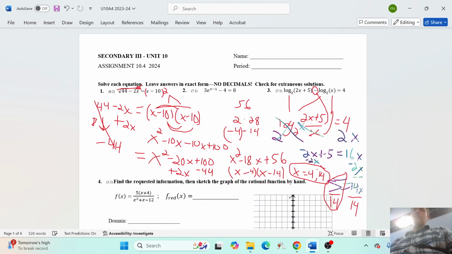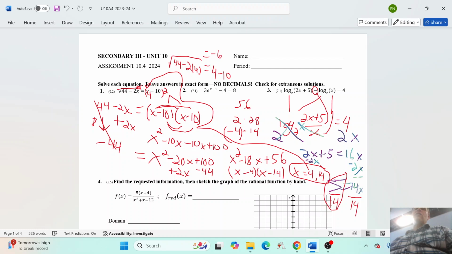But going back to these ones, you actually have to plug those back in. And when you plug 4 back in, you're going to get the square root of 44 minus 2x, or minus 2 times 4 rather. So you're going to get that equaling 4 for x, 4 minus 10. And so that's going to be a negative 6.